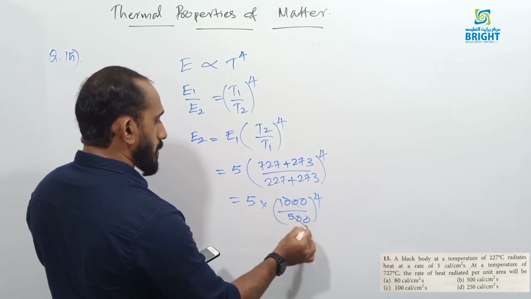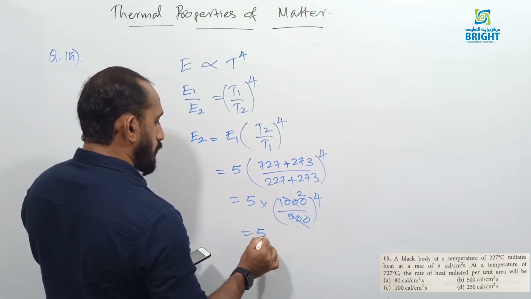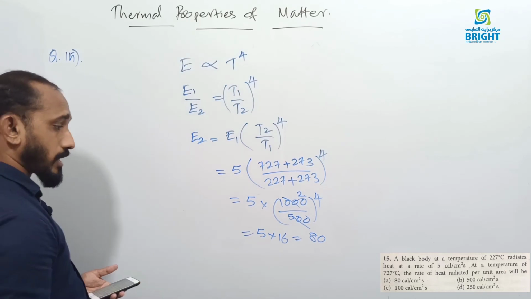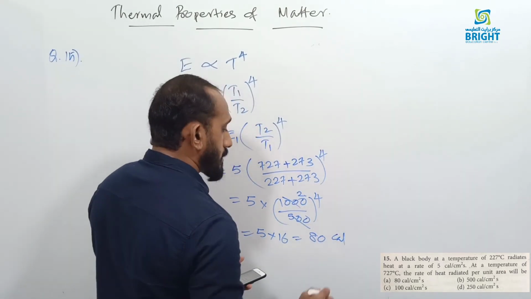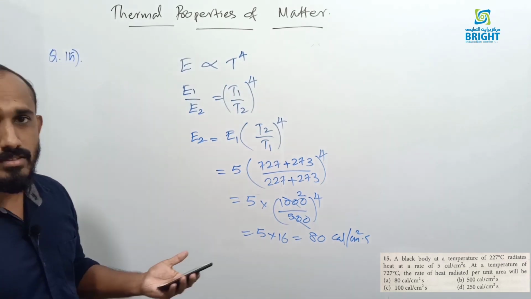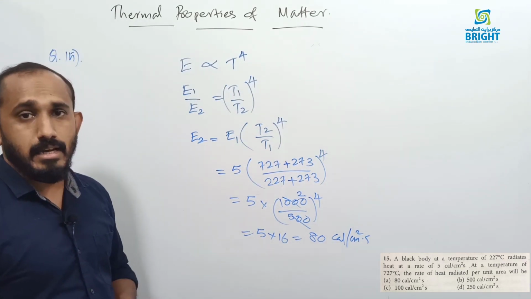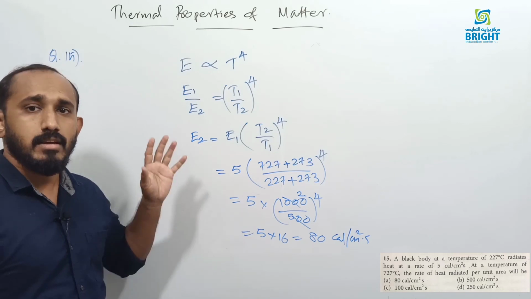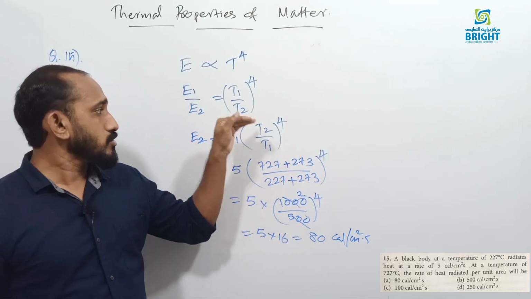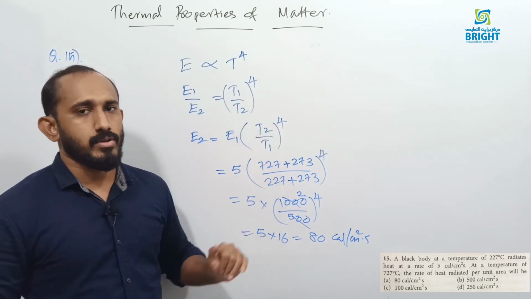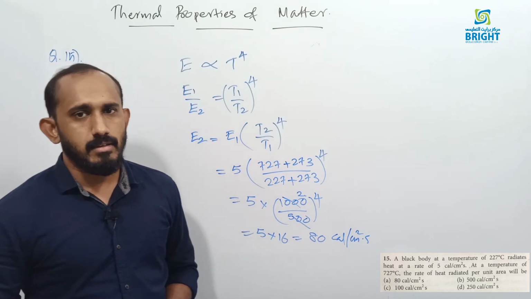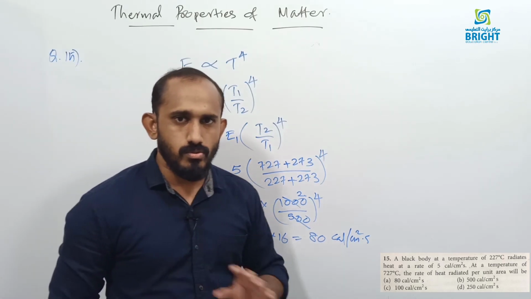So if you cancel it, it will become 2. 2 power 4 is 16. So 5 into 16, that is 80. So no need to convert the units. 80 calorie per centimeter square second. That is the energy radiated at a temperature of 727 degrees Celsius. Here you should convert to Kelvin. Take care: though it is a ratio, you should convert and do it. If it is a difference, then no need to convert Celsius to Kelvin. Keep it in mind. I hope you got this video clearly.